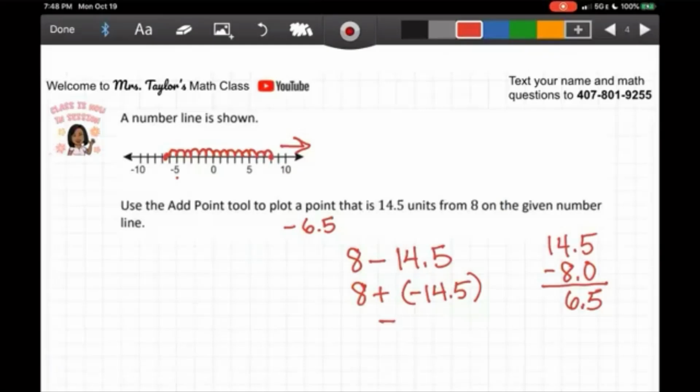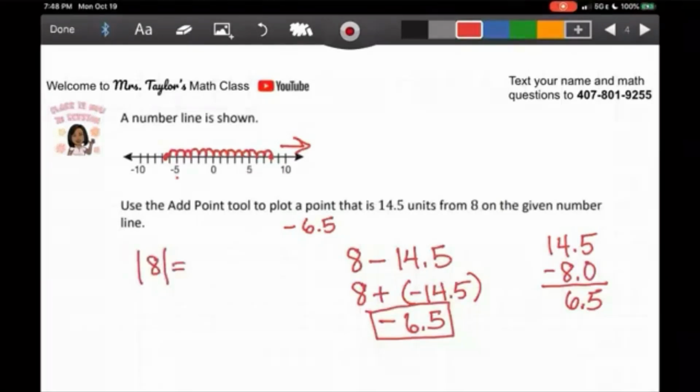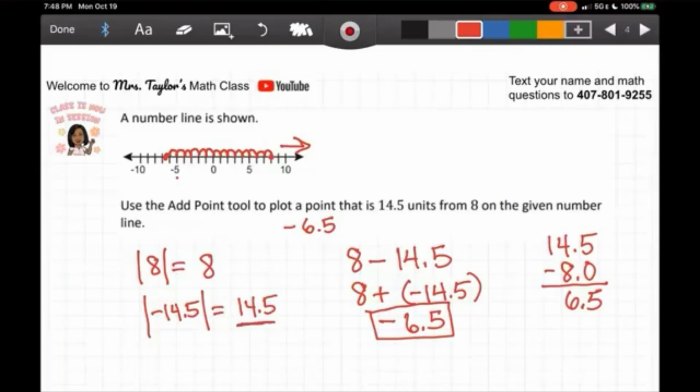Because when you talk about absolute value, I've said this before in a live, the absolute value of 8 is 8 units away from 0. But the absolute value of -14.5 is 14.5 units away from 0. So 14.5 has the higher absolute value. So you take the sign of the higher absolute value and put it on your solution. So that's why you end up with -6.5. So there's two ways of getting this answer. You can count, or you can actually do the math. And there you have it. In this case, I probably would have counted if I was a student because I just had to put a dot in the proper location. Let's go to the next question.